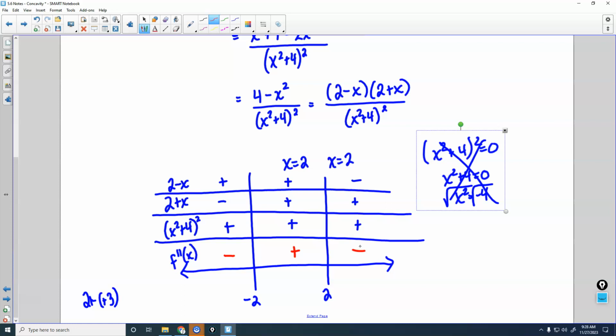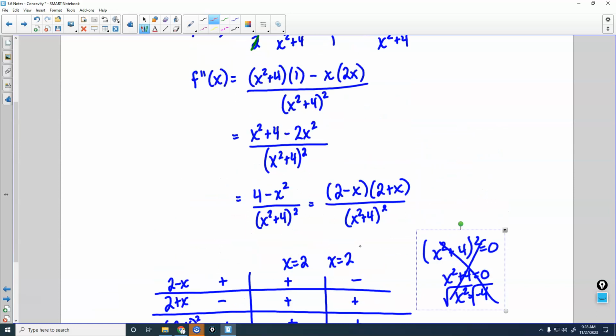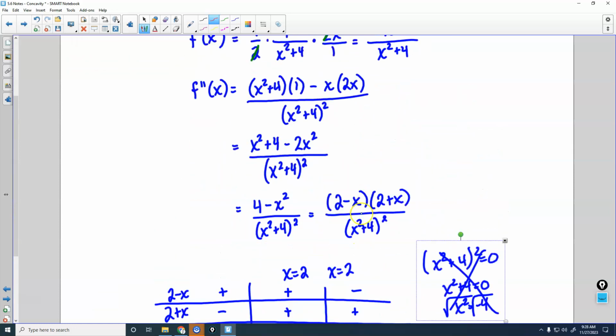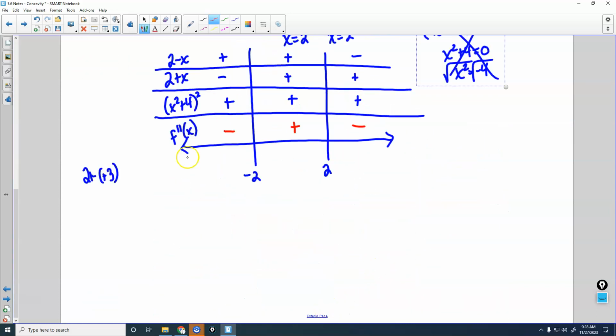Now, this one asked us not about concavity, but about points of inflection, right? So it's like the difference between asking increasing or decreasing versus asking for a relative maximum or minimum, right? The only thing that's really different about your work is your conclusion. So since they asked for points of inflection, we are not looking for giving intervals where we're concave up or concave down. What we're looking for is our concavity switching.